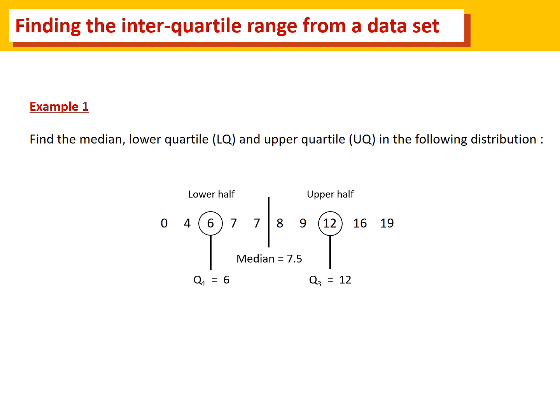So the interquartile range would simply be the difference between those two values. 12 subtract 6, which would be 6.